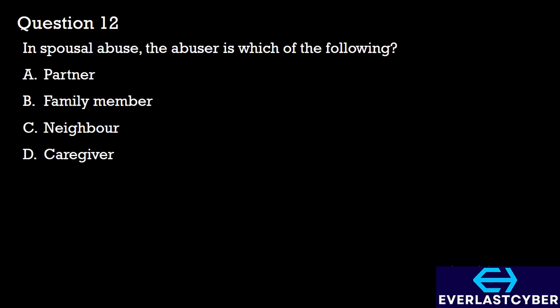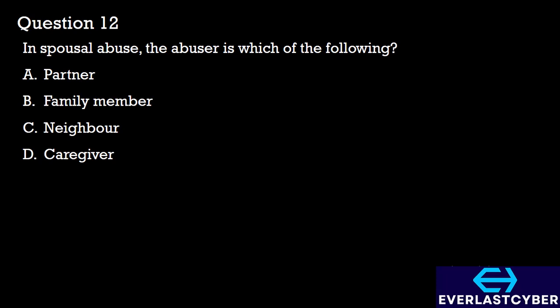Spousal abuse, also known as domestic violence, can include physical, emotional, sexual, or psychological abuse inflicted by one partner on another. In options B, C, and D, the family members can be perpetrators of abuse, but spousal abuse specifically refers to abuse between partners and not family members.